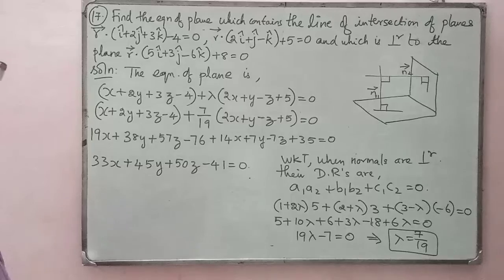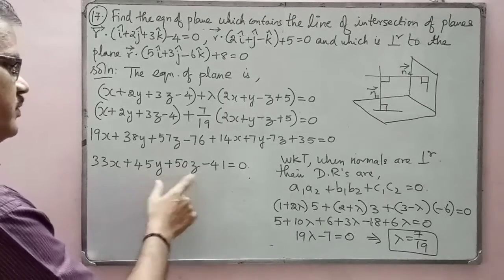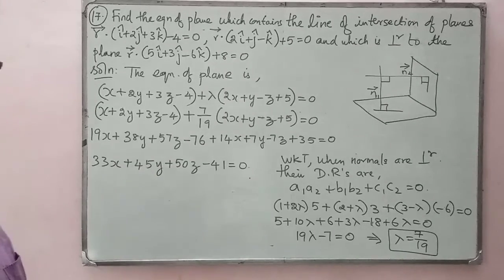We have completed. If you want to find the vector equation, change this x, y, z to i, j, k and you can complete the question easily.